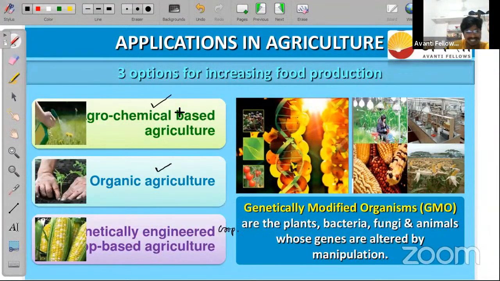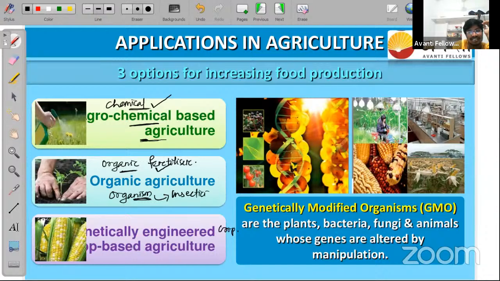Okay, agrochemical agriculture means chemicals are used in this agriculture: chemical pesticides, insecticides, and other fertilizers. Organic agriculture means you are using organic farming. Organic farming का तो नाम ही सुना है. Organic fertilizer का यूज करते हैं, different living organisms का यूज करते हैं. We use different living organisms as insecticides.